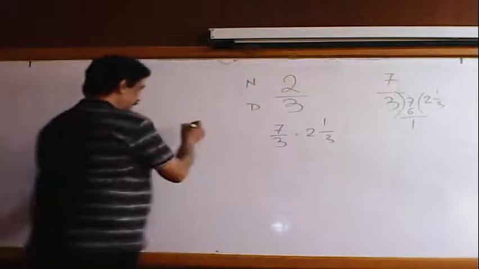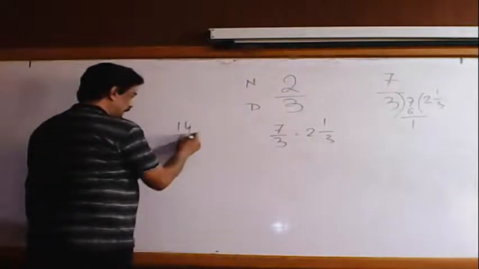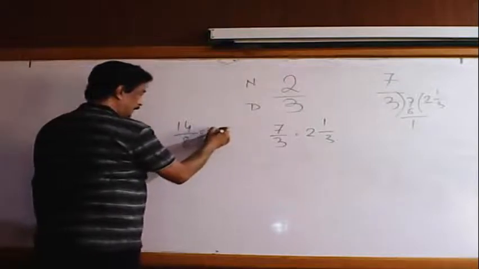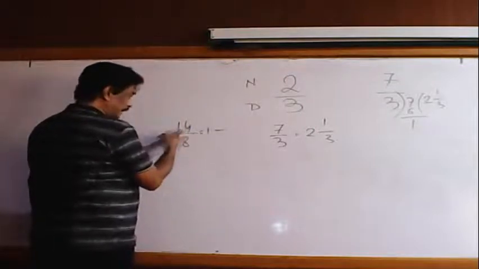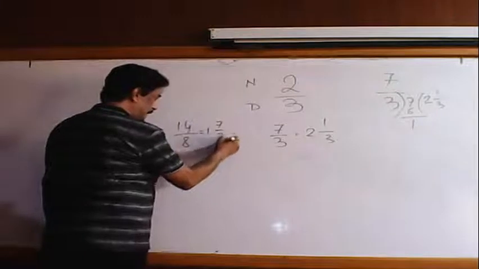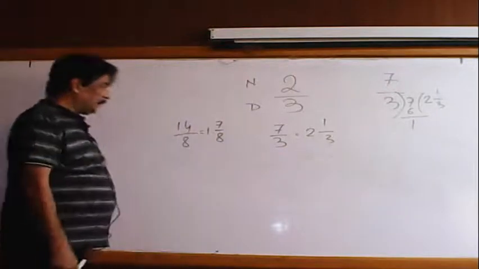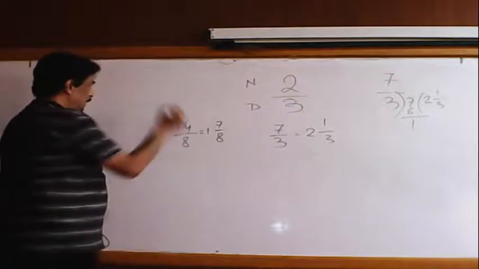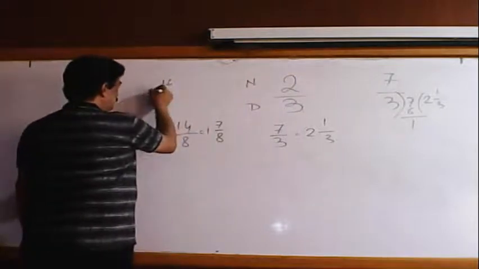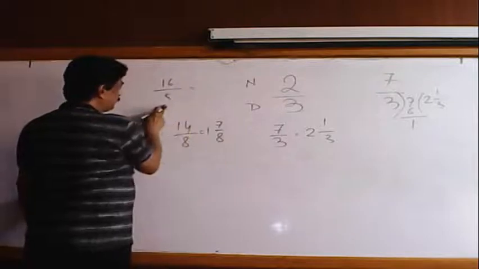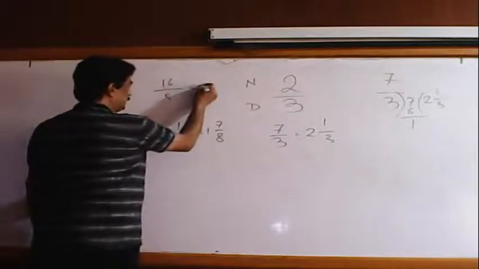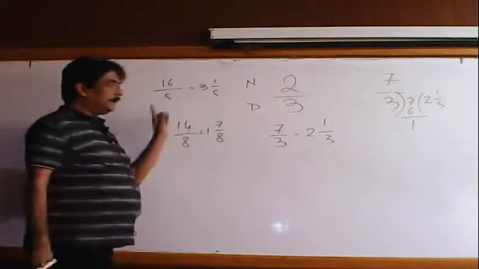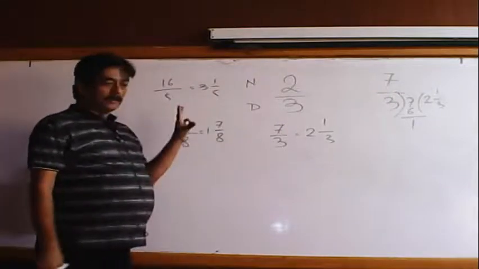Again, if I say 14 by 8, 8 ones are 8. So the quotient is 1. 14 minus 8 gives a difference of 6, so 6 is the remainder and 8 is the divisor. So 14 by 8 we can write as 1 and 6 by 8. If I write 16 by 5, 5 goes 3 times, 15. So the quotient is 3, 1 is the remainder, so 1 by 5. This is the first part. You have to deal with the mixed fraction.